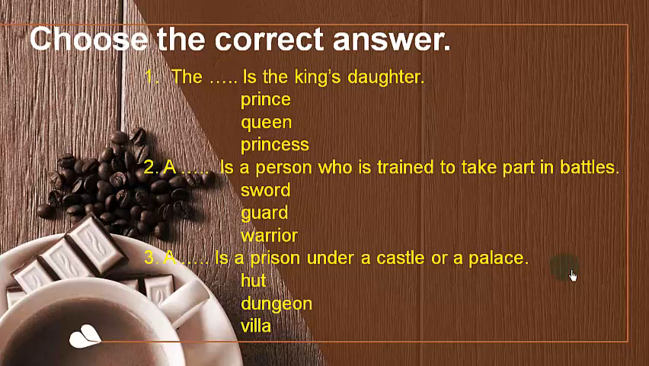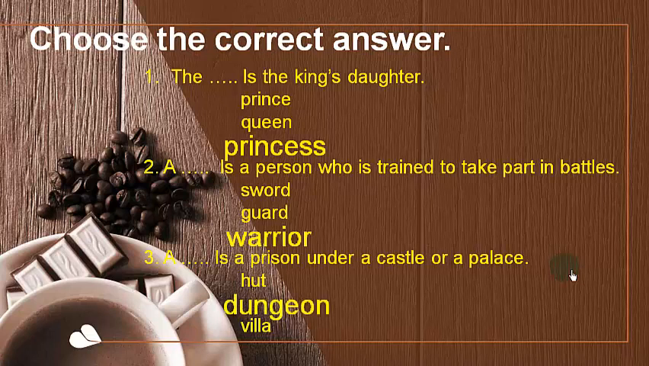Alright, the what is the king's daughter? So the prince is a daughter? No. The queen? Of course not. So the princess is the king's daughter. Wonderful. A what is a person who is trained to take part in battles? So whose job and profession is to go into war? Yes, a warrior. Wonderful.